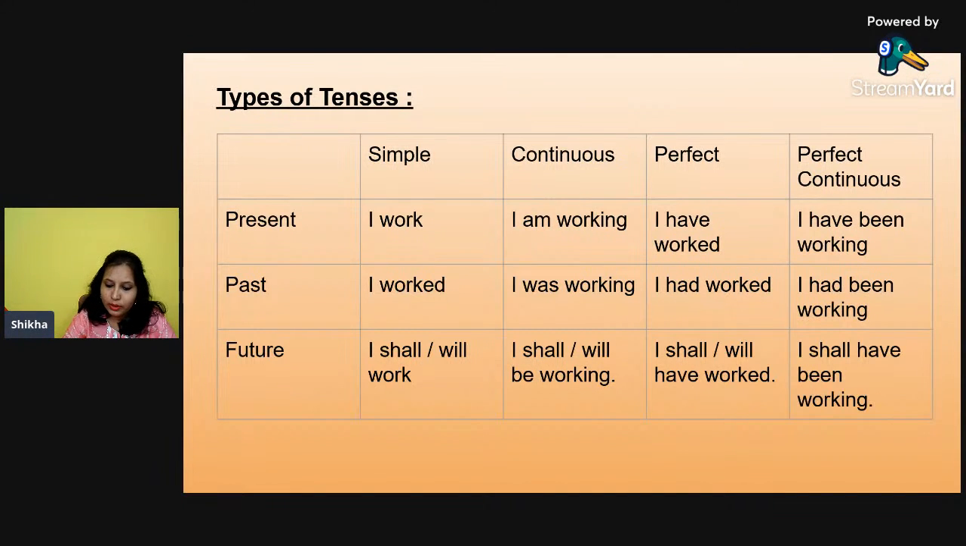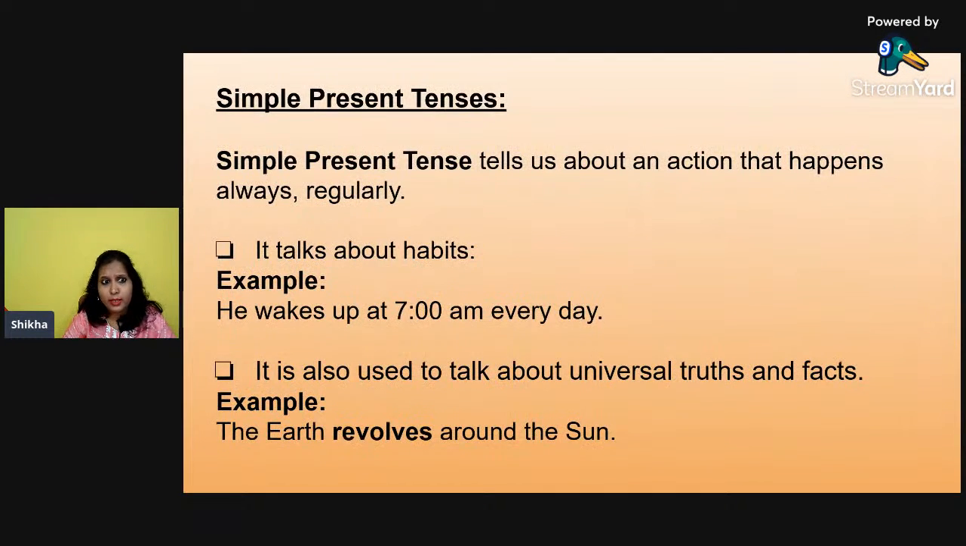So, what is simple present tense? Present tense tells about an action that happens always, regularly, something which is a habit. So I read, you read, you study, I study, you eat, I eat, they eat. These are all regular things which we do, and these come under habits. Habits always come under simple present tense.